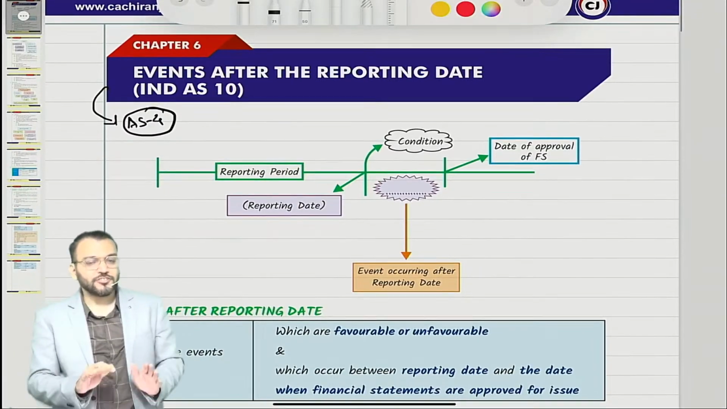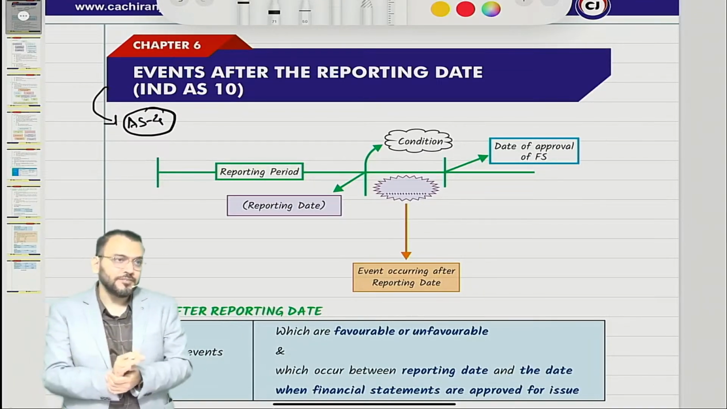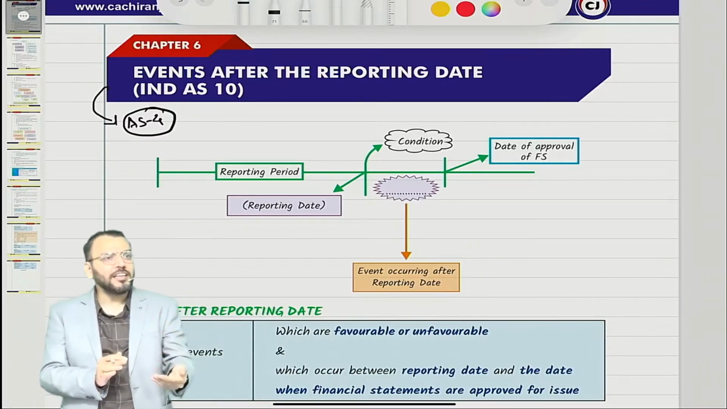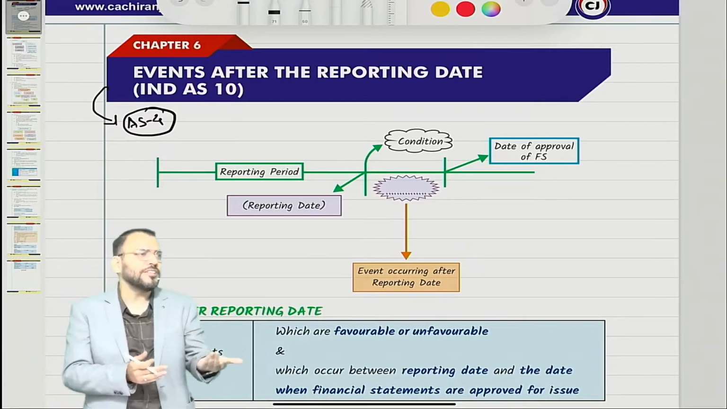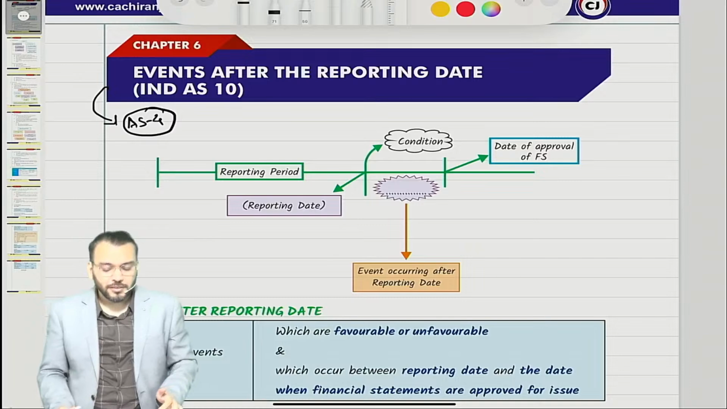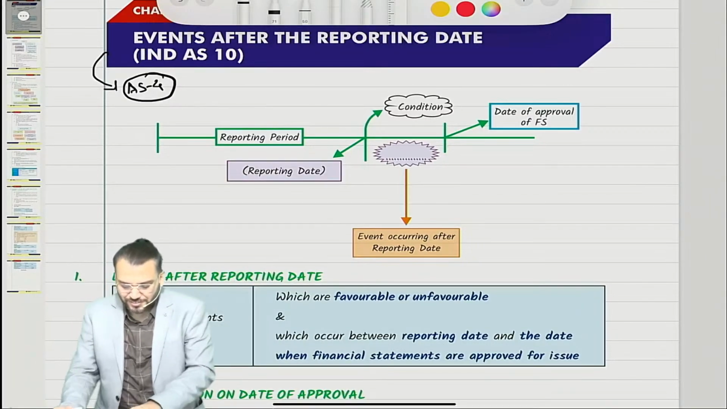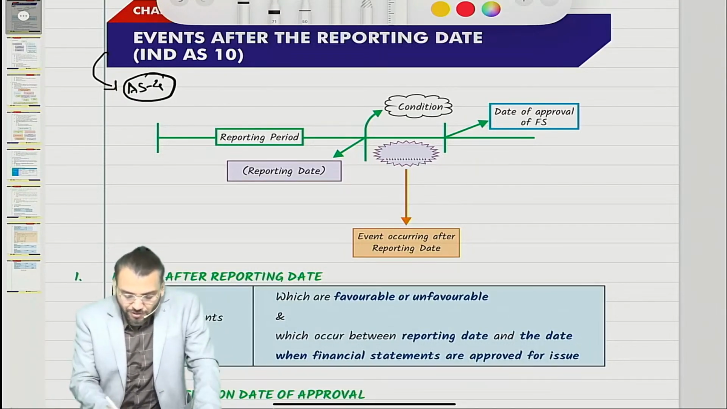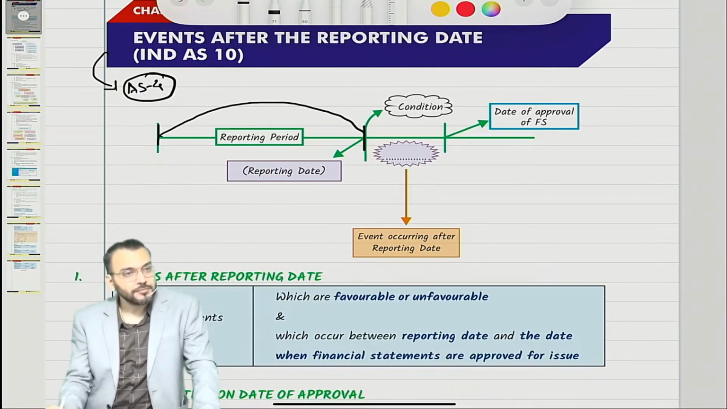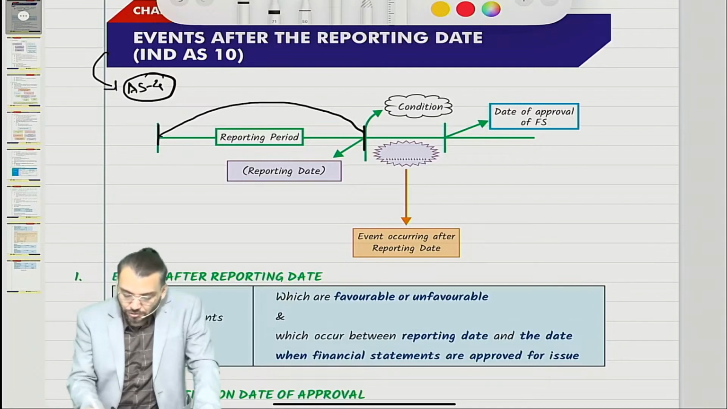Means in this chapter we are discussing events occurring after the balance sheet date. Already I have informed you that under Ind AS, balance sheet date is replaced by reporting date, which is a more accurate term. So, events after the reporting date. You can see this timeline. What does this timeline say? This is our current reporting period. So this becomes the reporting date, and this is the date of approval of the financial statements.